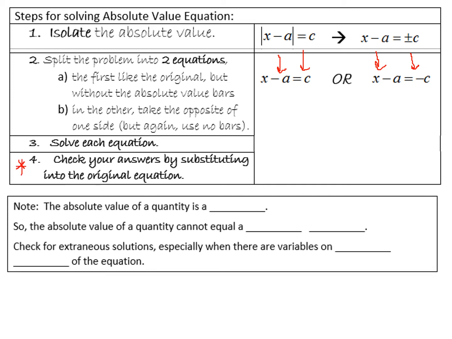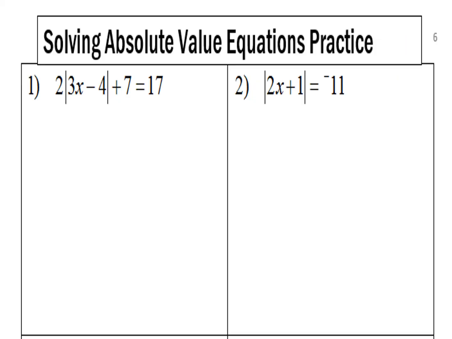So note, the absolute value of a quantity is a distance. So the absolute value of a quantity cannot be a negative number. We're going to have to check for what we call extraneous solutions, especially when there are variables on both sides of the equation. Extraneous solutions: you did the problem correctly, but the value didn't work.